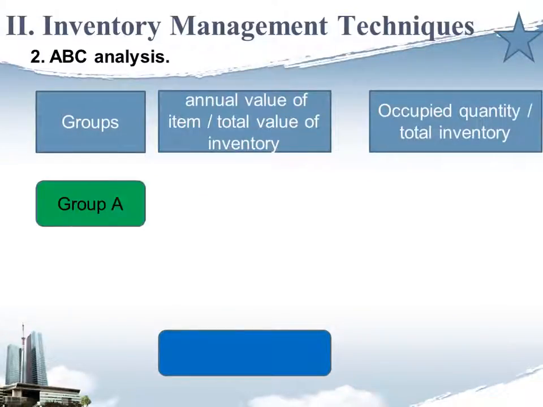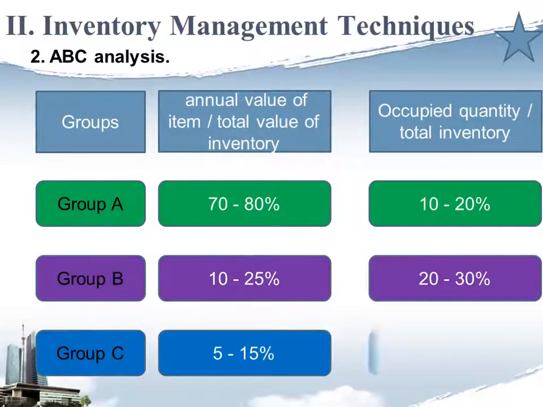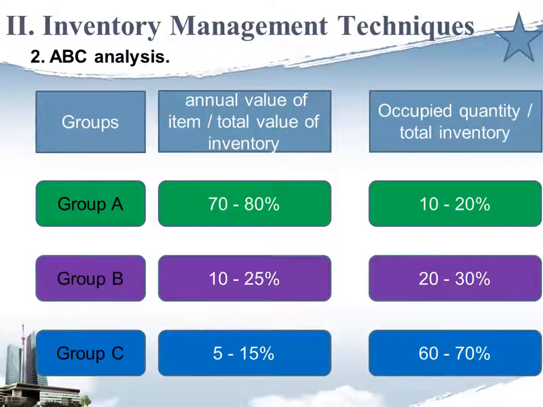The first column, group ABC. The second column, annual value of item or total value of inventory. And the final column, occupied quantity or total inventory.